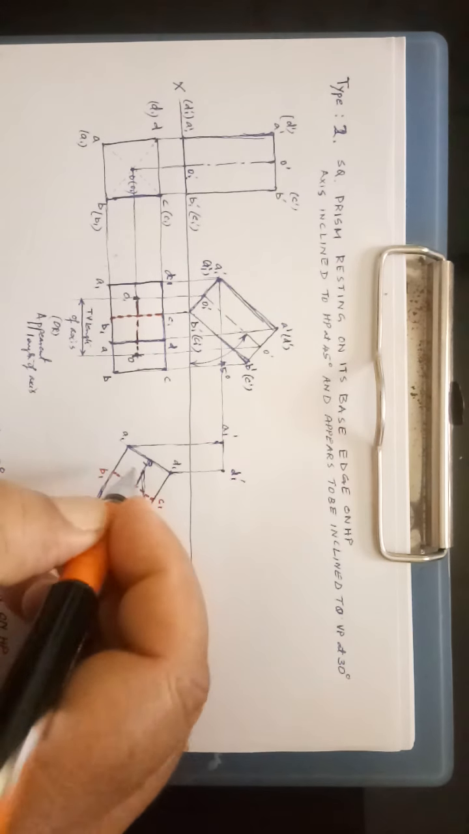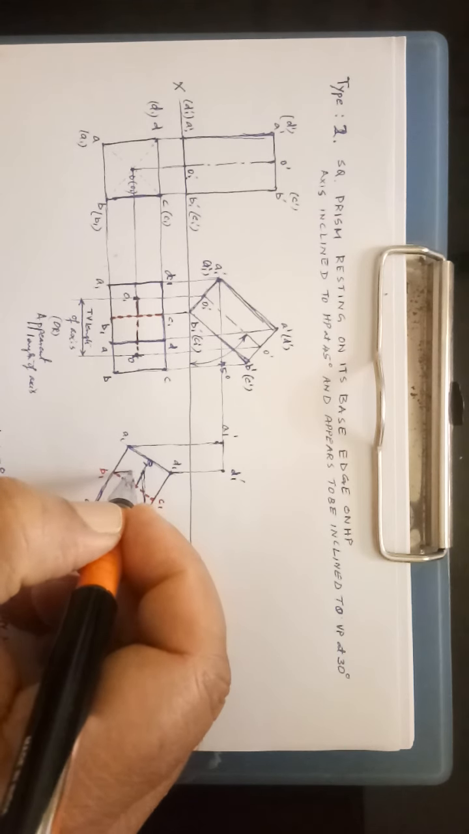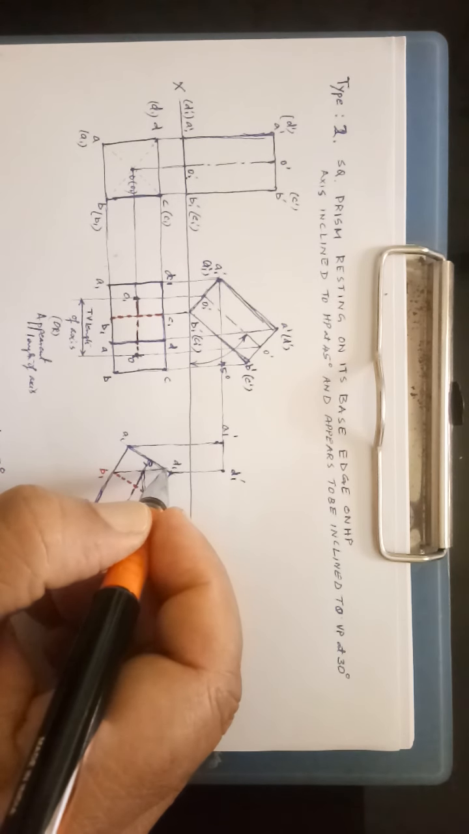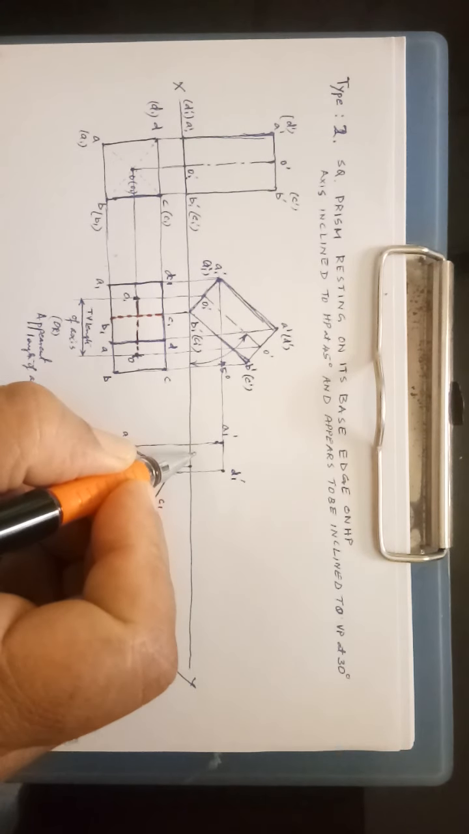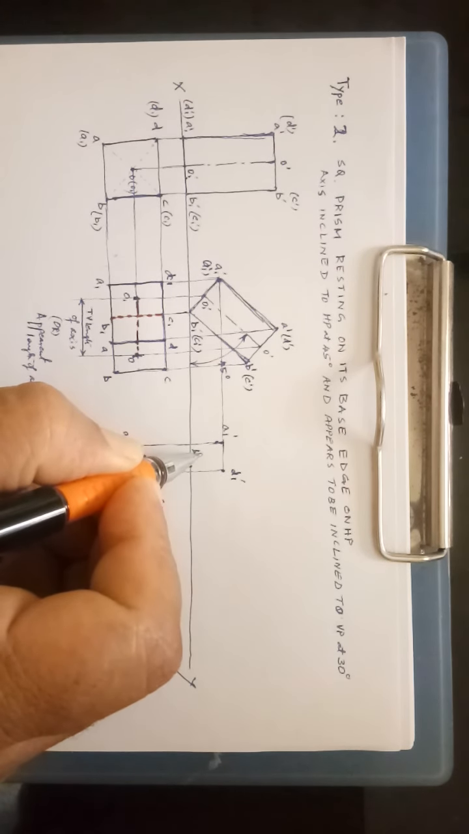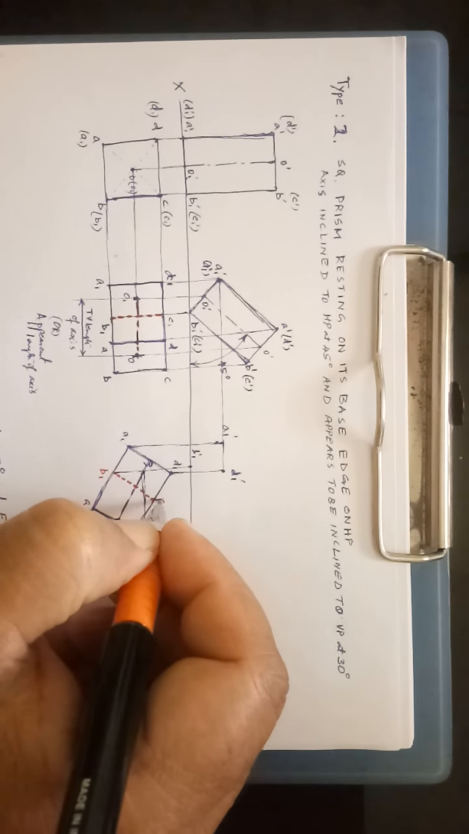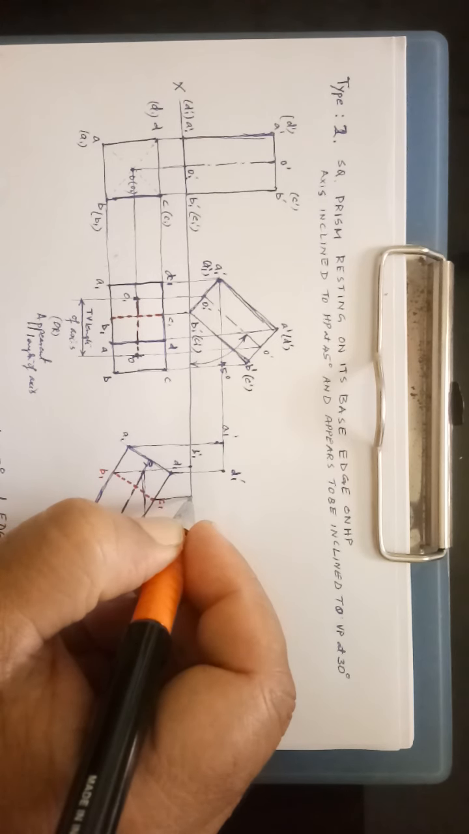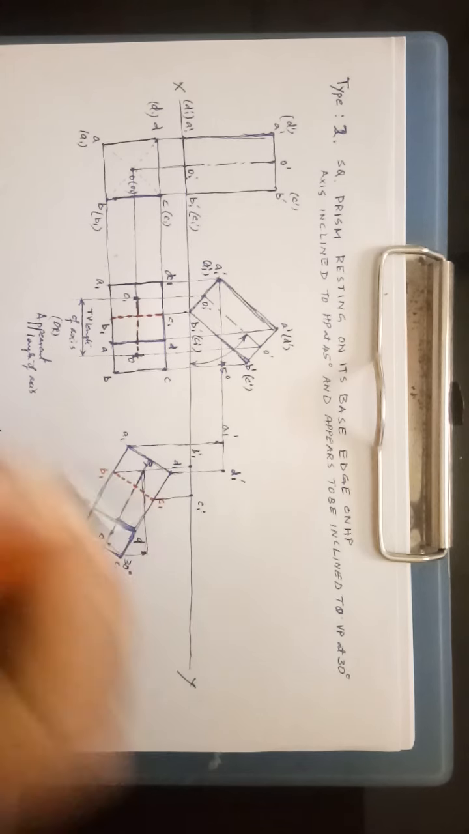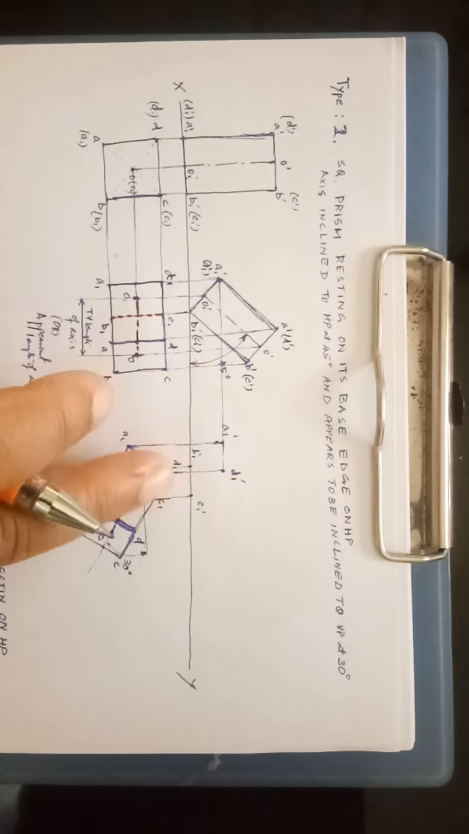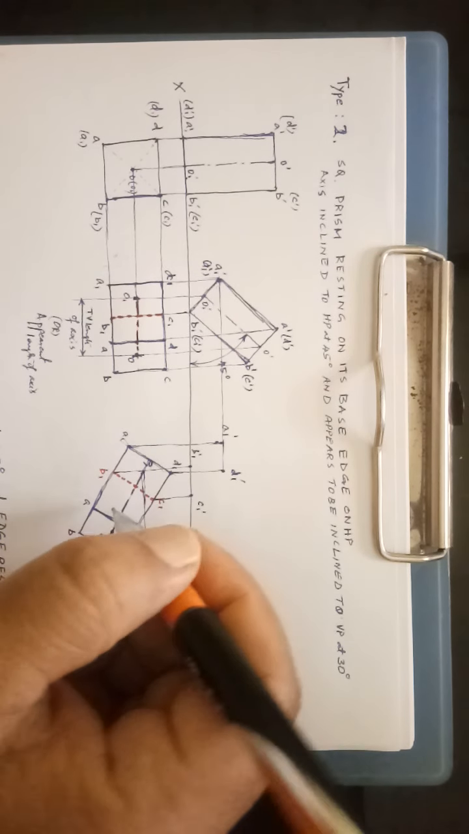Okay, then B1 and C1 will be on the XY line, so draw the vertical projectors from B1. They'll touch at the XY line at this point, so this becomes B1 dash, and from here also draw the vertical projector. This becomes C1 dash. So 4 corners of the base you have projected. Now project the top face.